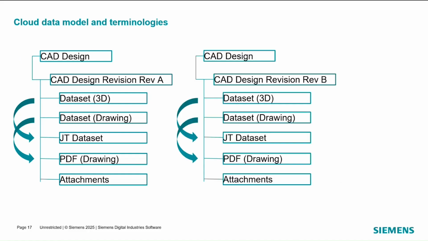So when you have multiple divisions, it can be represented by the same CAD design, that is the item ID, under which you can have multiple revisions. Like in this slide, I have shown revision A and B. So revision A can have its own 3D model, drawing, and the other attachments and derived references, which get created based on the 3D model and drawing.